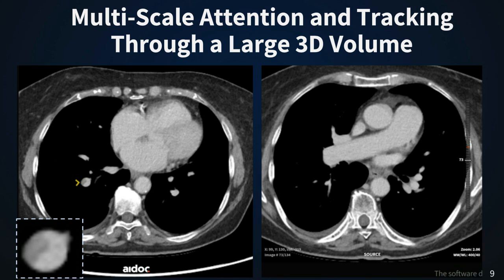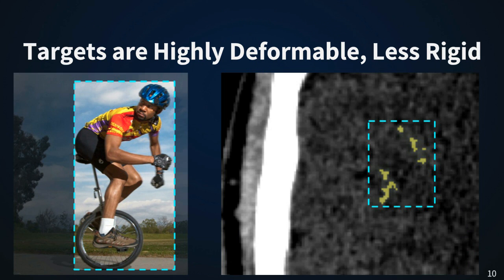So these were the first two challenges. Now I want to talk about the third challenge, which is the deformability. Targets in medical imaging are typically much more deformable. They don't have a regularized form and are much less rigid than typical targets for computer vision data sets and algorithms.